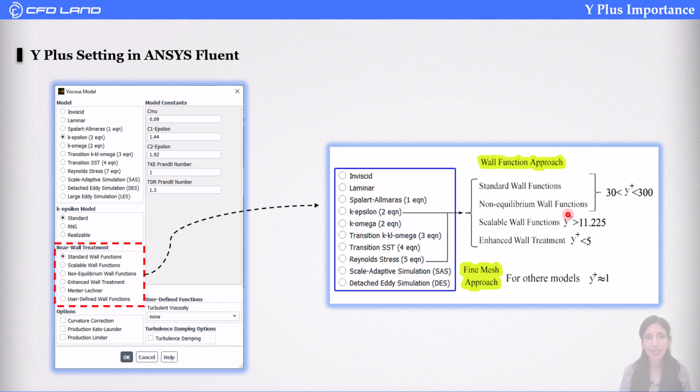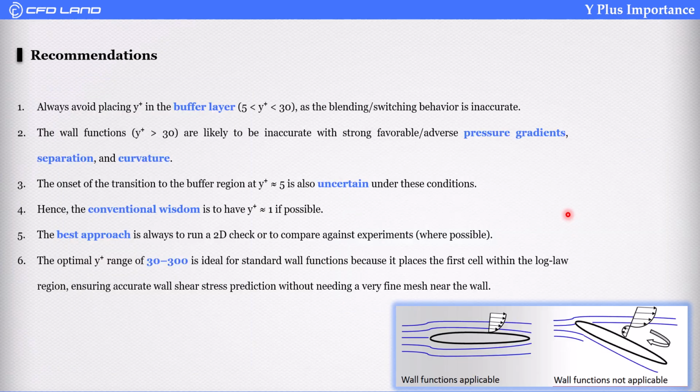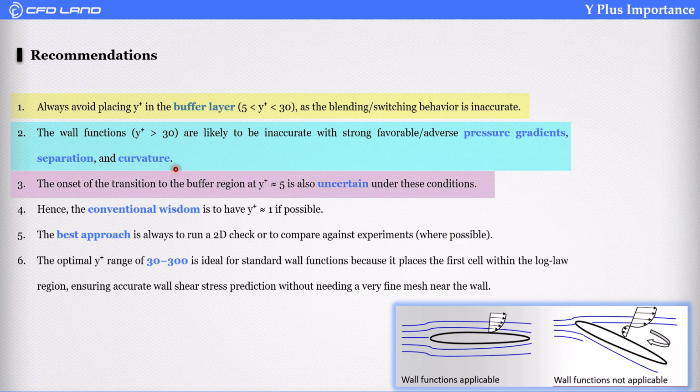So, at the end, remember, wall function is not suitable for the buffer layer. Wall function will not yield good results when there are strong pressure gradients, separation, and curvature. Even if you choose y plus equals 5, the result will be uncertain. If possible, choose y plus equals 1. You get the best results.